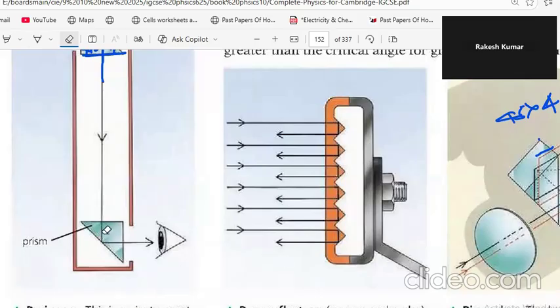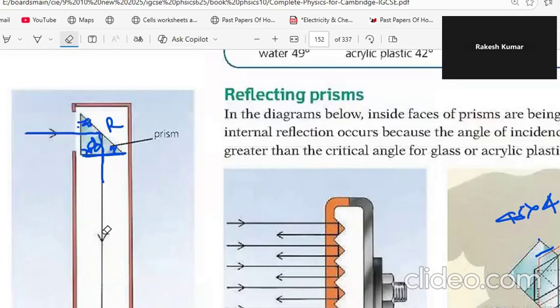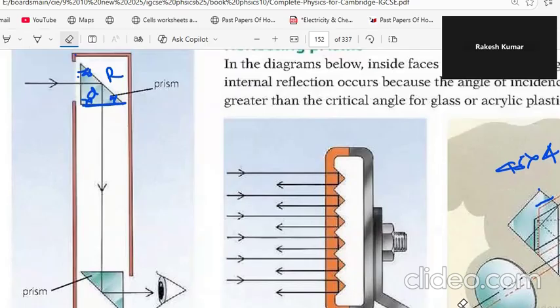And here it's hitting the side and coming out of the side. So you have to understand here, again hitting the hypotenuse and coming out of the hypotenuse. This is what happens in your cycle reflectors and car reflectors. This is how they are made, with total internal reflection. Those reflectors at the back are made up of this, so this is a section of that. Did you understand?